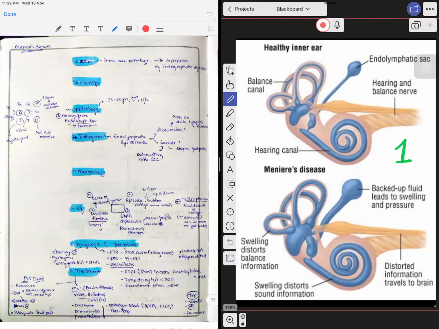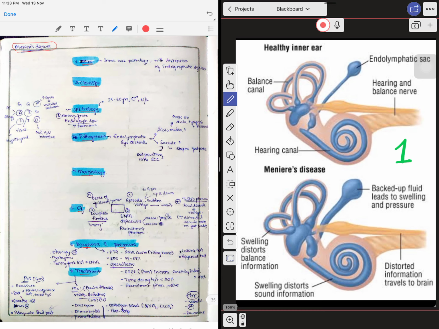Let's discuss Meniere's disease. Any disease can be discussed under the following headings. First is introduction, second is classification, third is etiopathogenesis, fourth is morphology, fifth is clinical features, sixth is diagnosis and prognosis, seventh is treatment, and eighth one can be considered to be complications. Let's start with the first one, that is the introduction part of it.